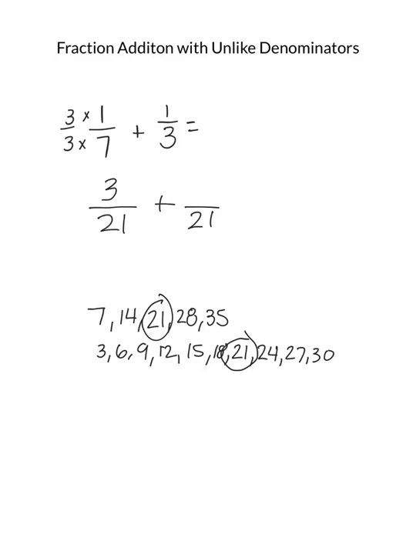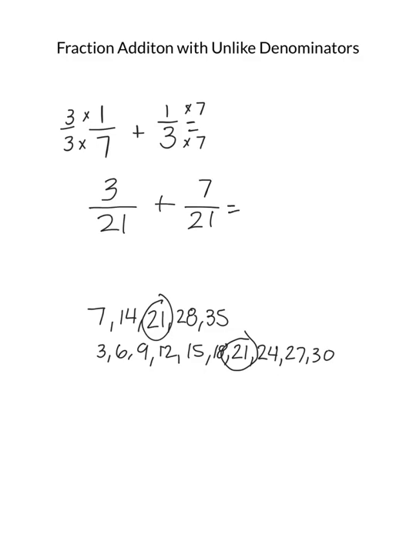Now I'll do the same thing with this fraction over here. To get to 21, I do 3 times 7. So I multiply by 7 in the bottom, so I'll do the same on the top. So 3 times 7 is 21. 1 times 7 is 7. So now my problem is 3 21s plus 7 21s.